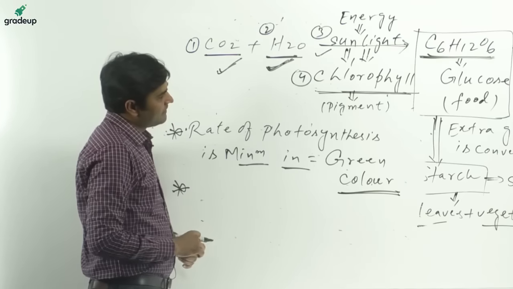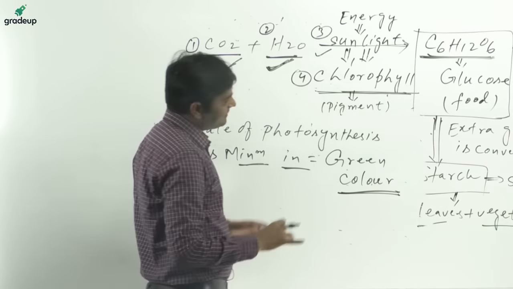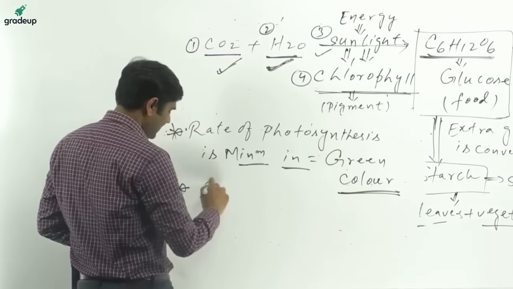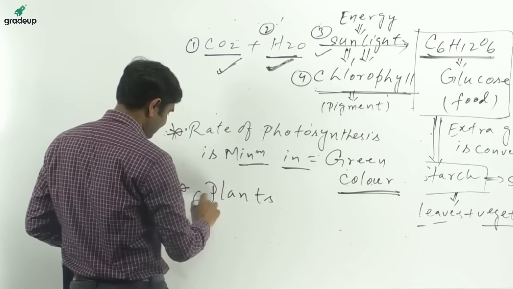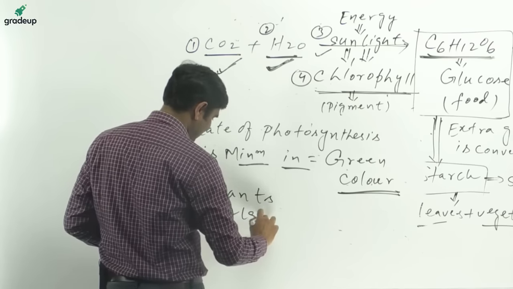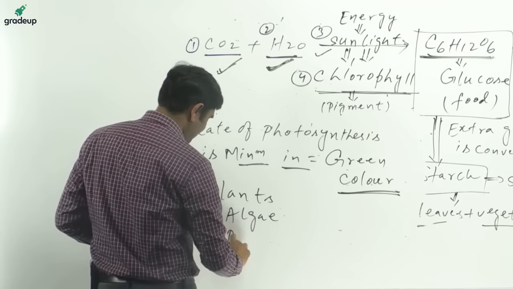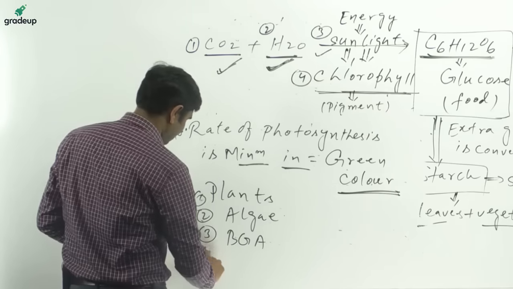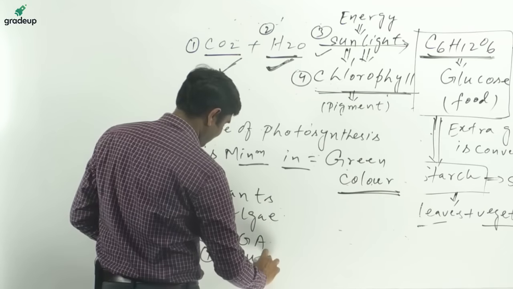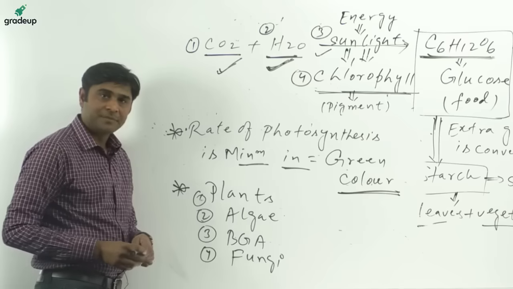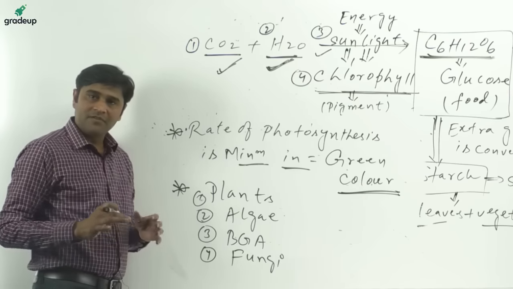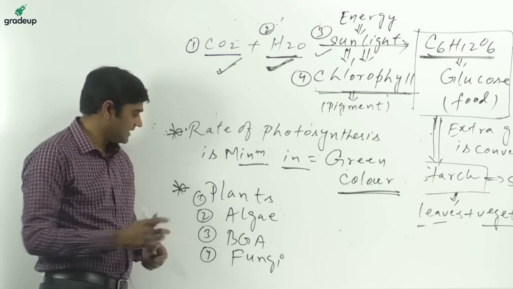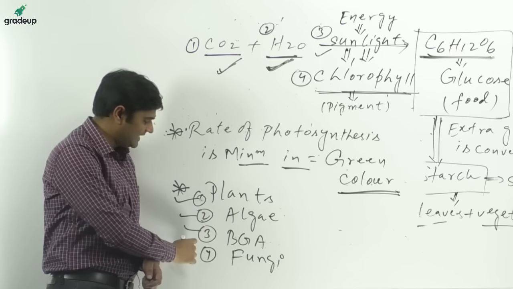Now the question is, maximum photosynthesis is done by, your options are plants, number 2 algae, option number 3 is blue green algae, BGA, and fungi. Give me the correct answer, please. Maximum photosynthesis is performed by plants, algae, blue green algae, fungi.